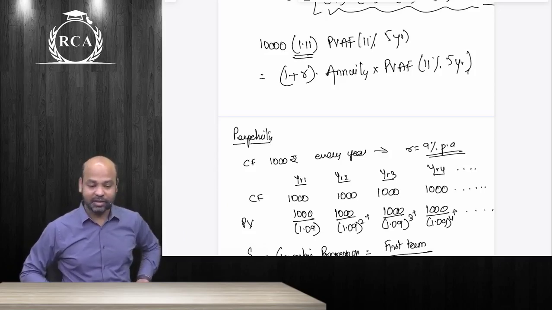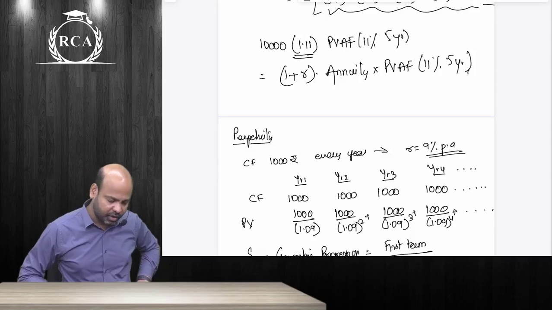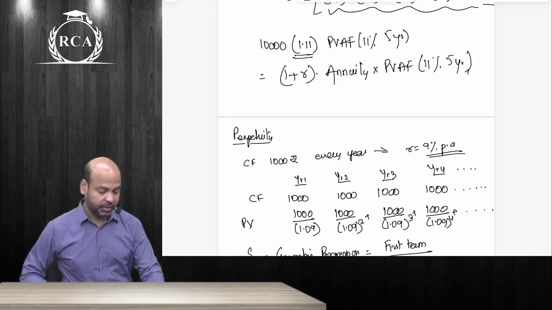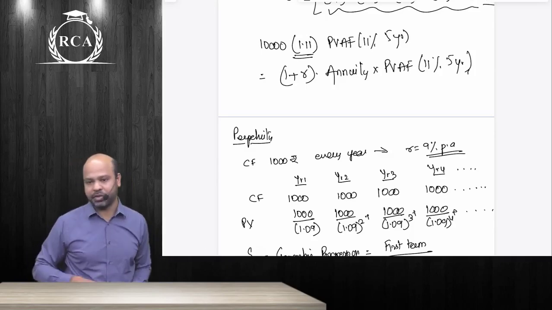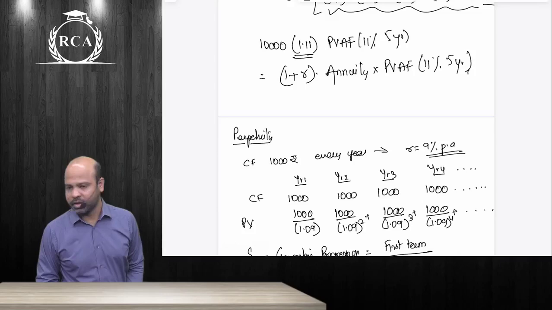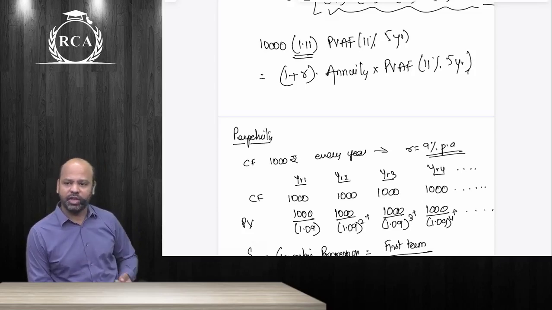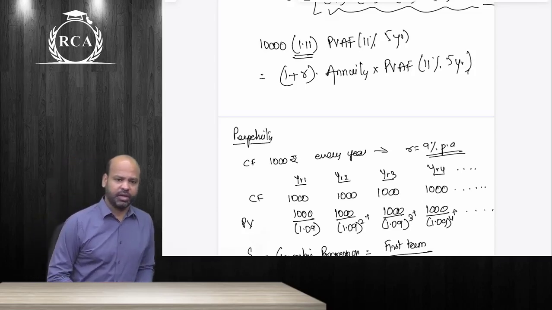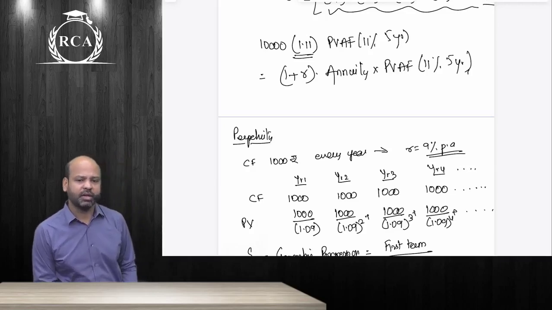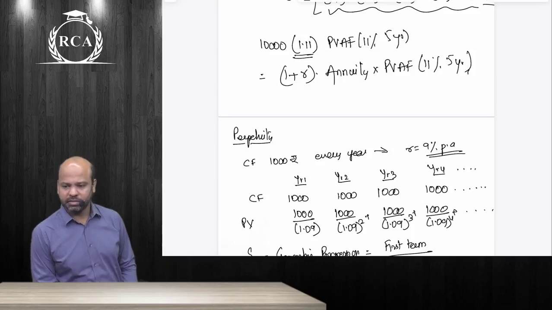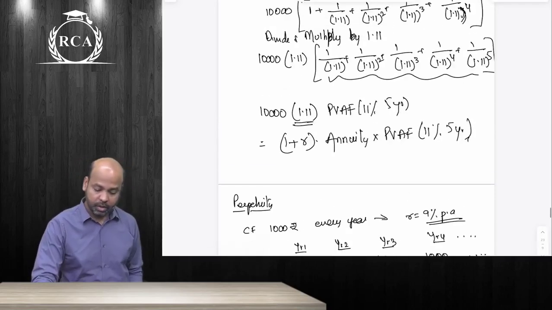Yes guys, so what to write, beta? If the cash flows remain constant, it is termed as a constant perpetuity. If the cash flows increase at a constant rate, it is termed as constant growth perpetuity.